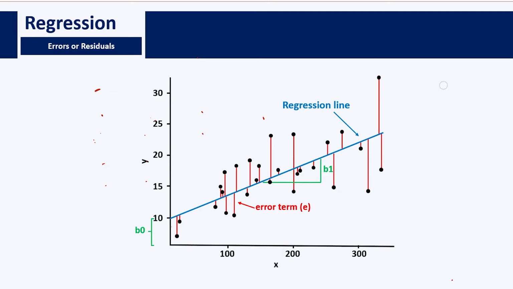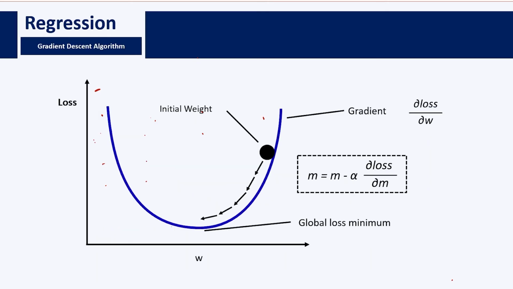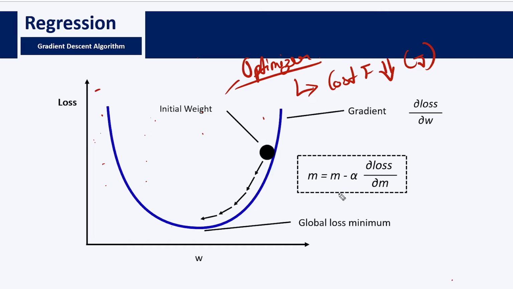Okay. So now for doing this, what we are using is gradient descent, and it is basically an optimizer which is used to minimize the cost function, which is your J. Now, the formula of gradient descent is m equals m minus alpha times the derivative of loss with respect to slope. Now, we have to understand what this alpha is. This is your learning rate.